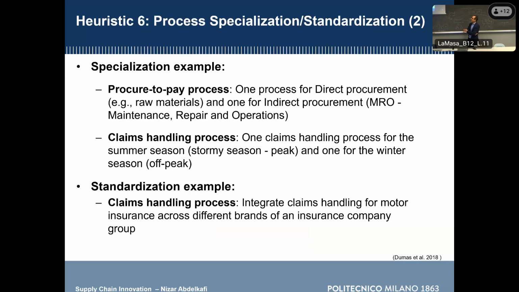So, specialization. In the procure to pay process, from procurement until payment, one process could be for direct procurement. The first process is for raw materials and components required in production that go into the goods shipped to customers. And we have people in the procurement organization that are focused on indirect procurement. Here we mean MRO, maintenance, repair, and operation. This is a completely different type of product purchased by the company.